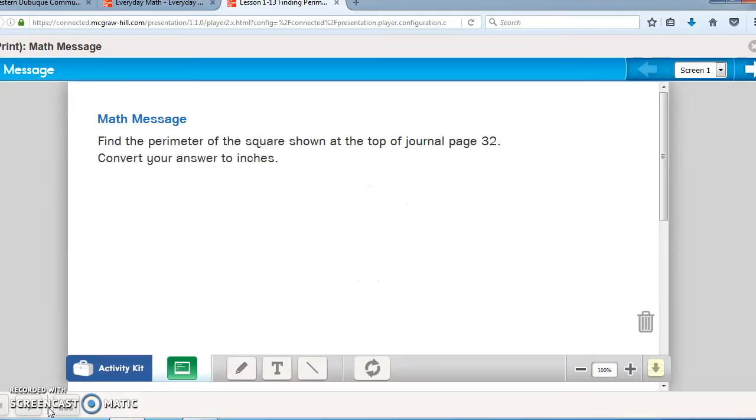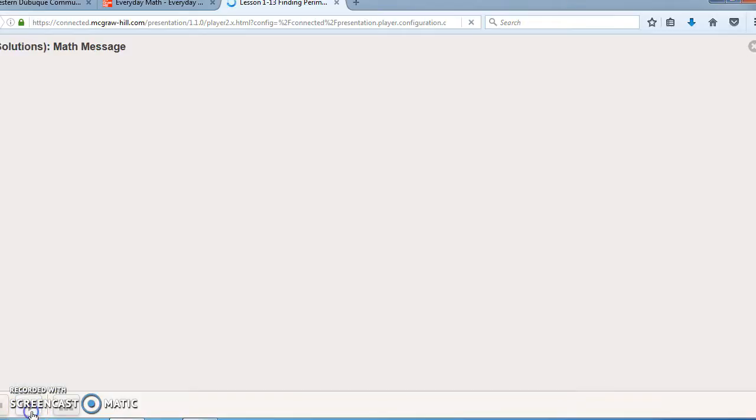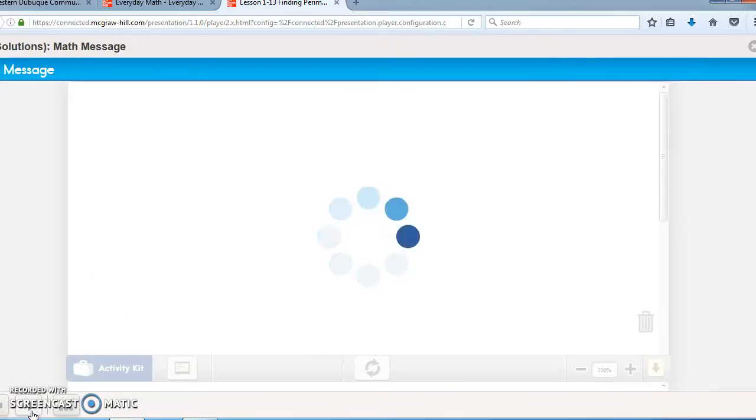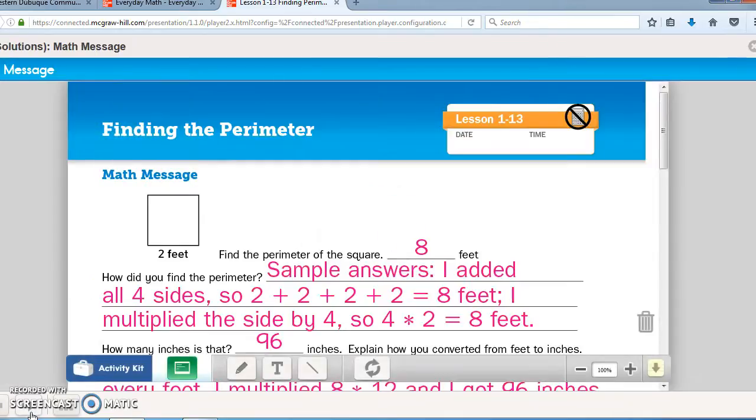Find the perimeter of a square shown at the top of journal page 32 and convert your answers to inches. That is just what we just did. So hopefully you can do that on page 32 without any problems. And here is your answer.